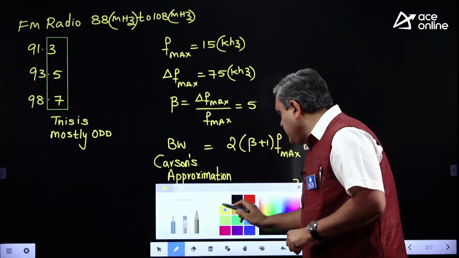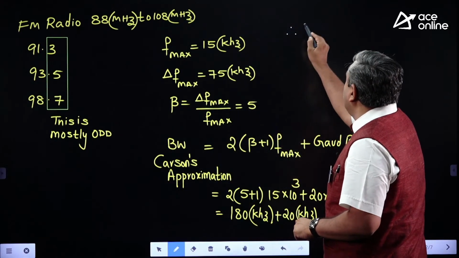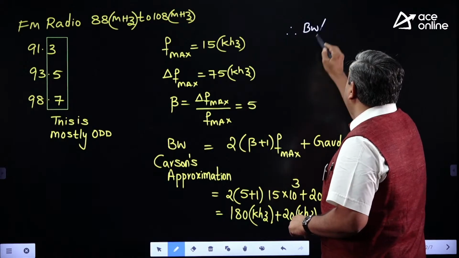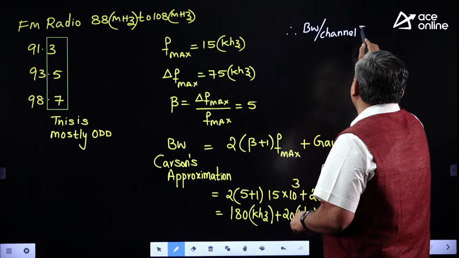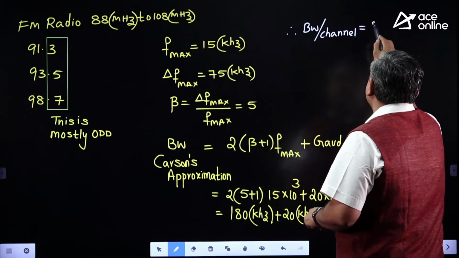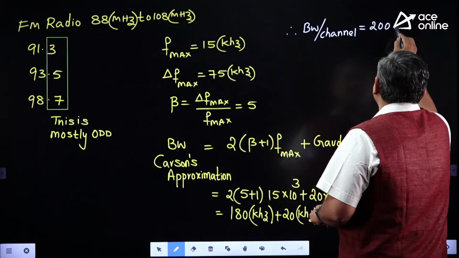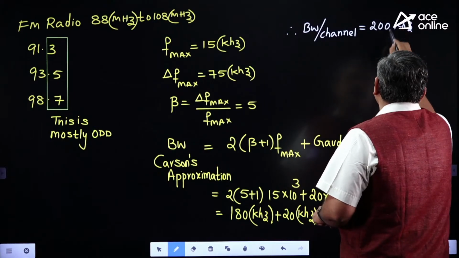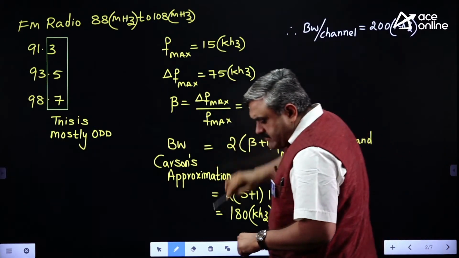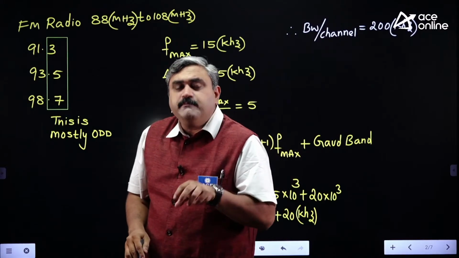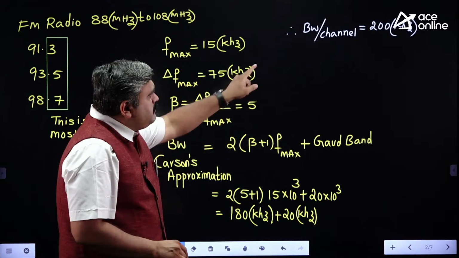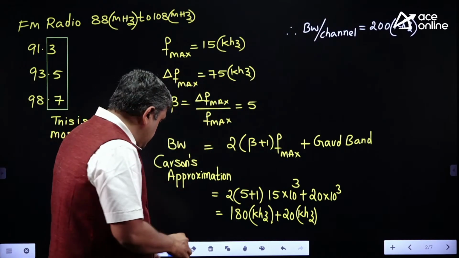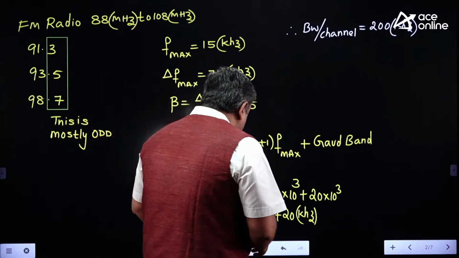Therefore, bandwidth per channel is equal to 200 kilohertz. Done. Now, this is not the answer to my question. What I have explained is the bandwidth that you are allotting per channel. Now, because this bandwidth is 200 kilohertz, what actually happens in the system?